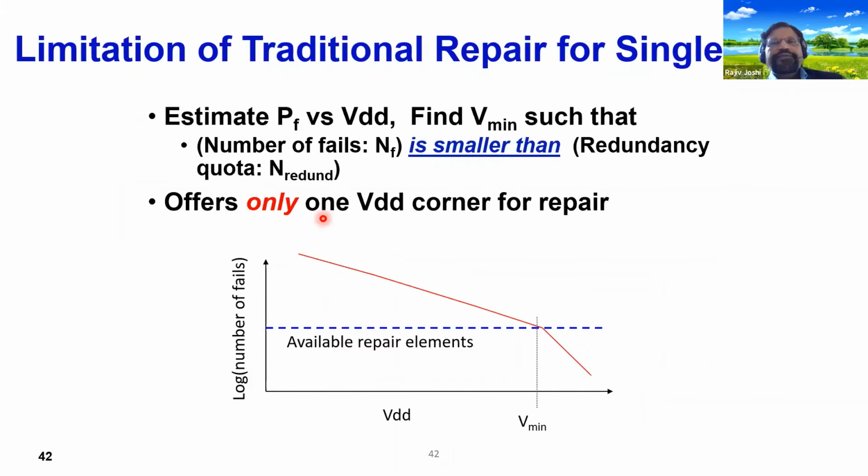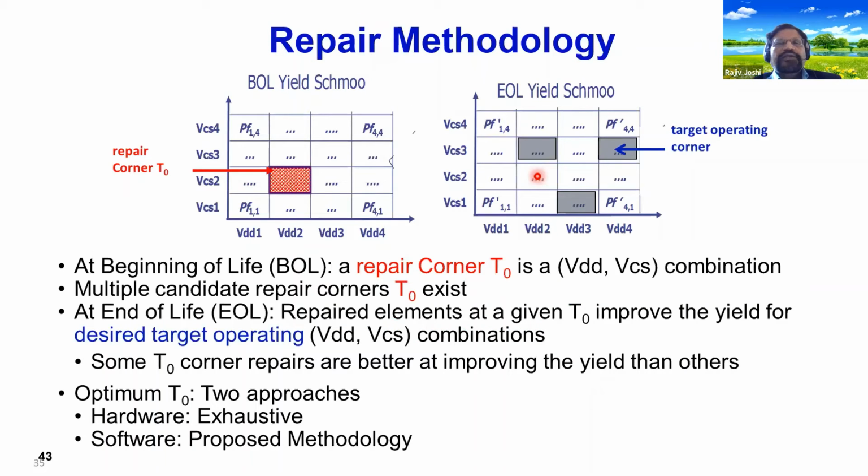So for large arrays, we know that redundancies are involved, right? But estimating probability versus VDD, find Vmin such that the number of fails is smaller than the redundancy quota. Otherwise, you cannot use redundancy because you will run out of redundancy. So this is what this graph shows you. So always remember that you cannot afford to have a lot of redundancy because the size will increase. So it's better to have a good technique to repair right from the beginning. And this is very critical.